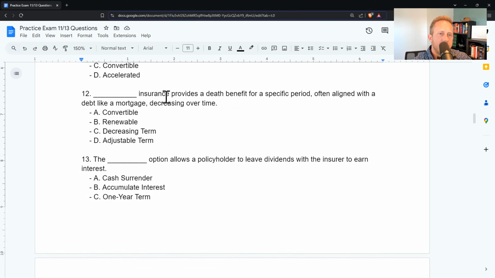A blank insurance provides a death benefit for a specific period, often aligned with a debt like a mortgage decreasing over time. So that would be decreasing term insurance. So decreasing term insurance has a face amount that decreases over time to match a loan that is going down in value as the person with the loan is paying it off. So decreasing term is used to help cover debts, so that if the policyholder dies, then the beneficiaries or the bank, whoever owns the policy, will be able to get the money to pay the loan.